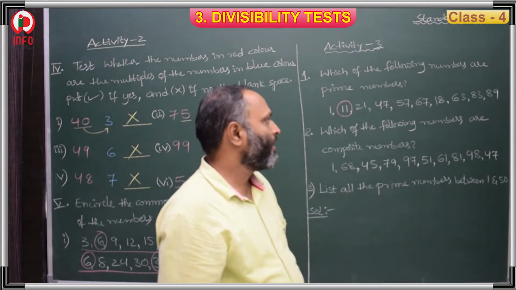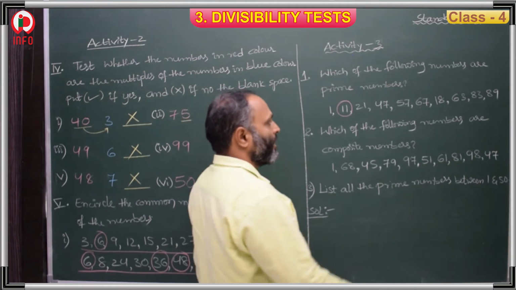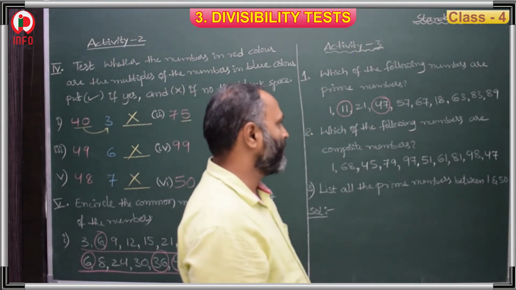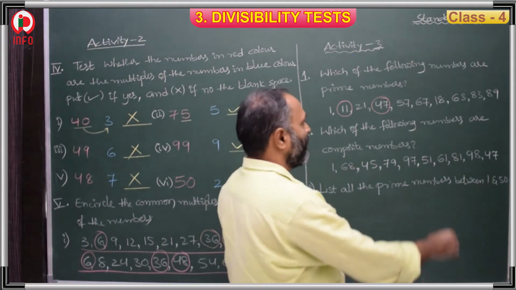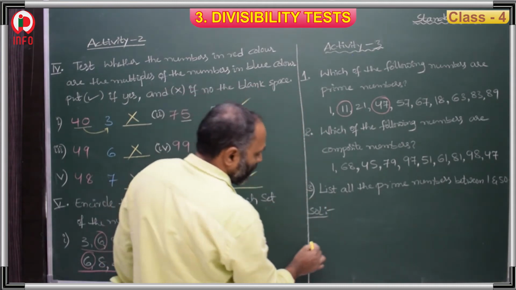Then 47. 47 is a prime number. 57. 57 is also a prime number. Once you check 57.